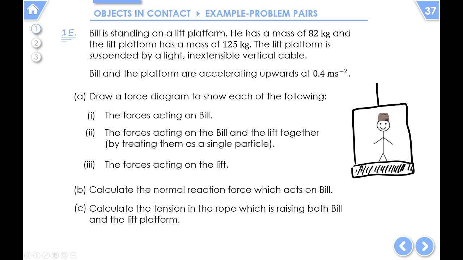So we've got Bill standing on a lift platform, and he's got a mass of 82 kilograms, and the lift platform has a mass of 125 kilograms. It's suspended by this cable here, and it's accelerating upwards at 0.4 meters per second squared. I want you to draw three separate force diagrams for it. The first one is for the forces acting on Bill. The second is for the forces acting on Bill and the lift at the same time. And the third is just the forces acting on the lift.